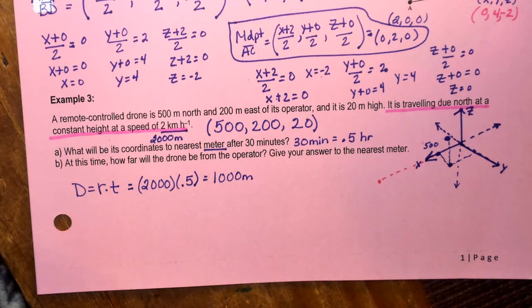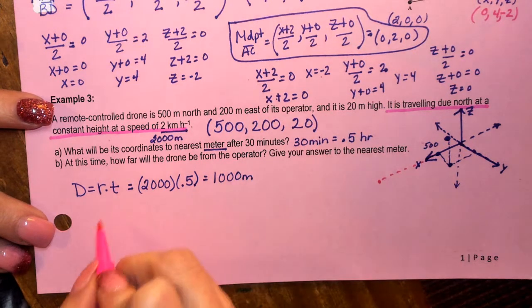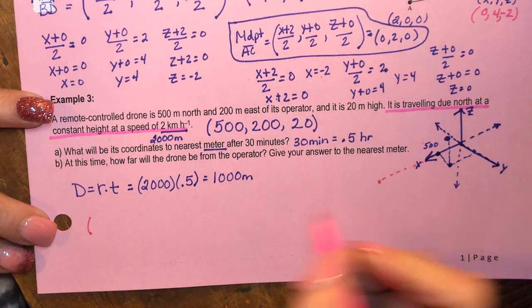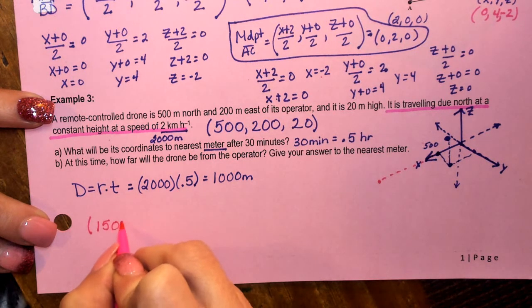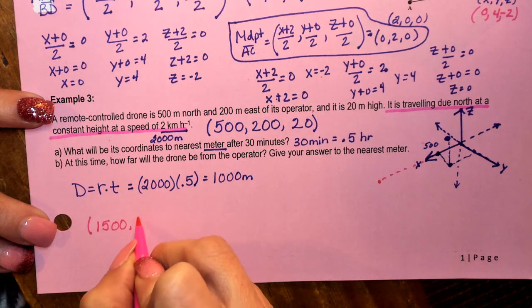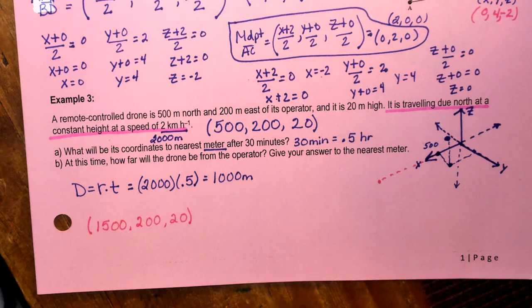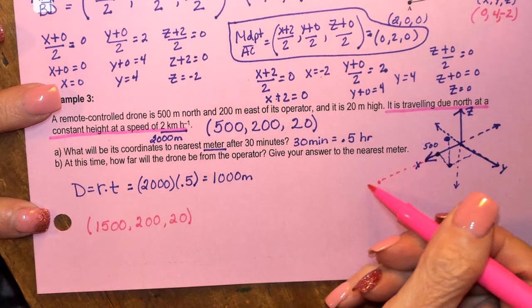So how is that going to change? Well, it's going to move this 500 up 1,000. So we're going to be at 1,500. Everything else is going to stay the same. We're still going to have 200 at a height of 20. The drone, nothing else is changing. It's just going due north.